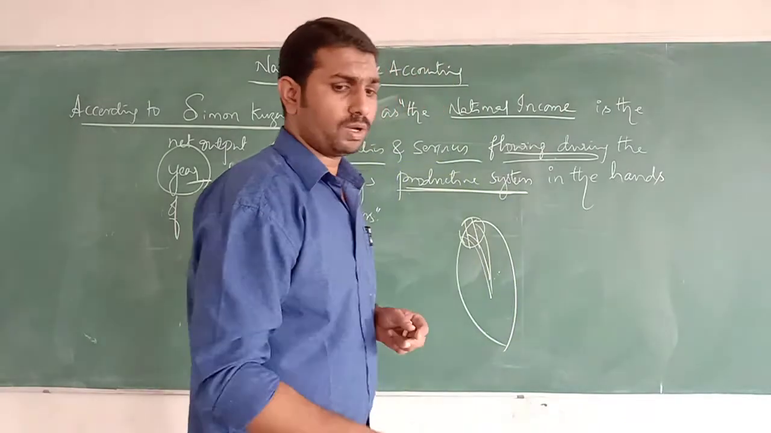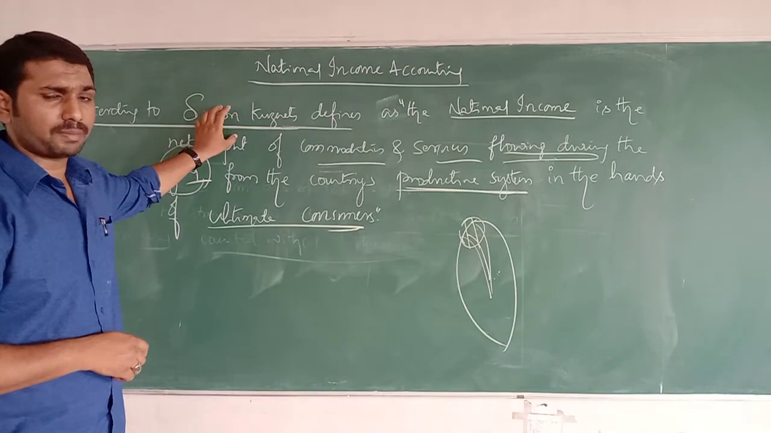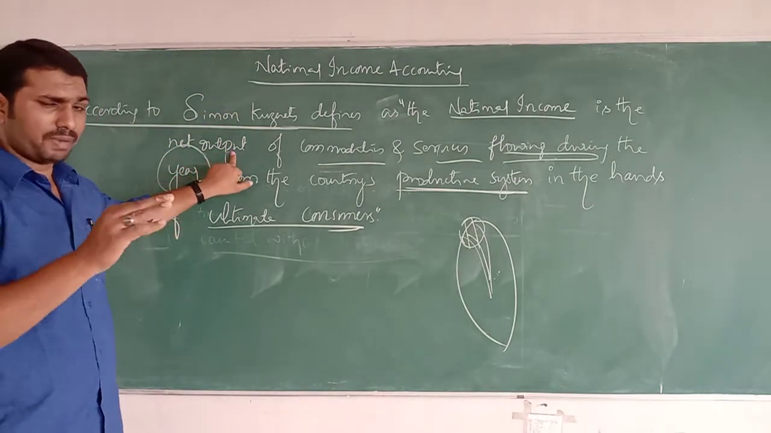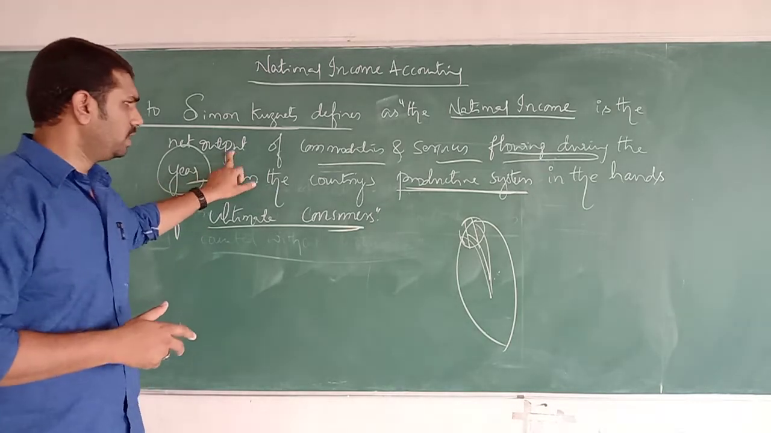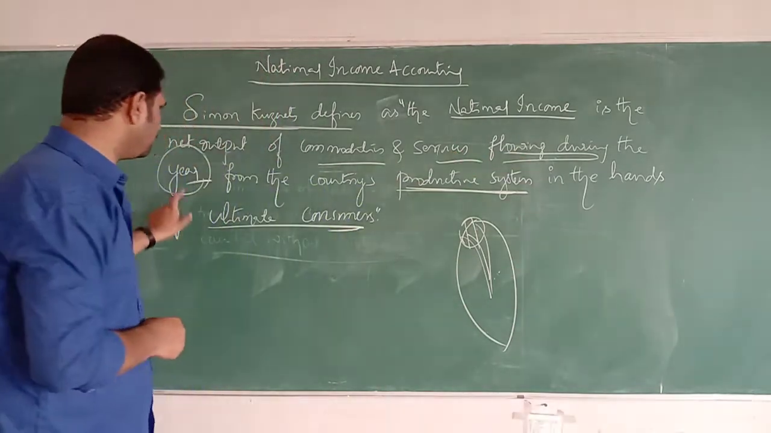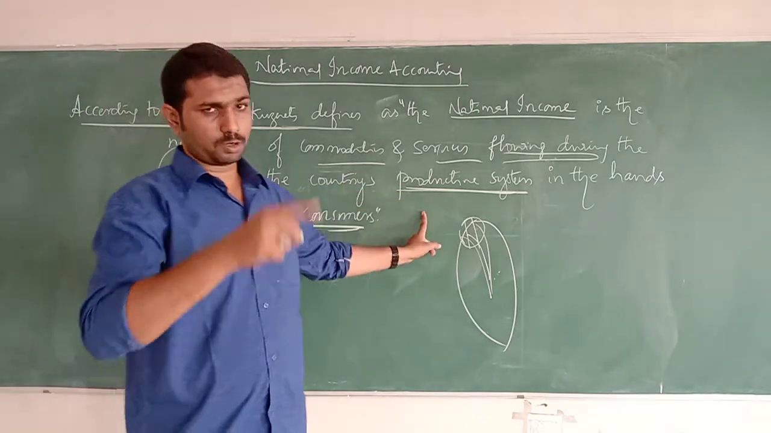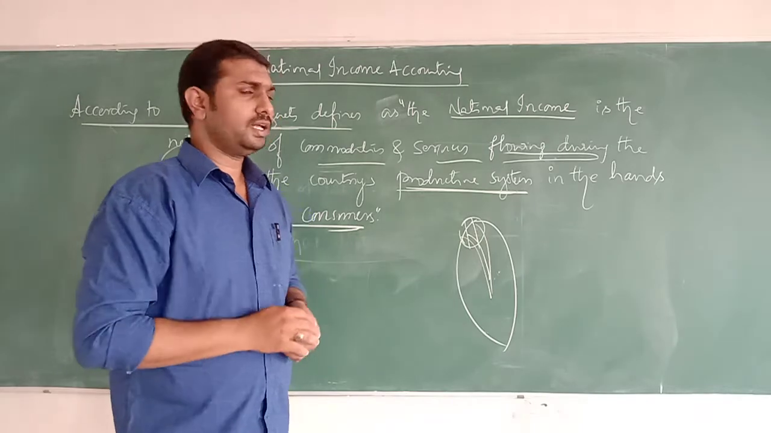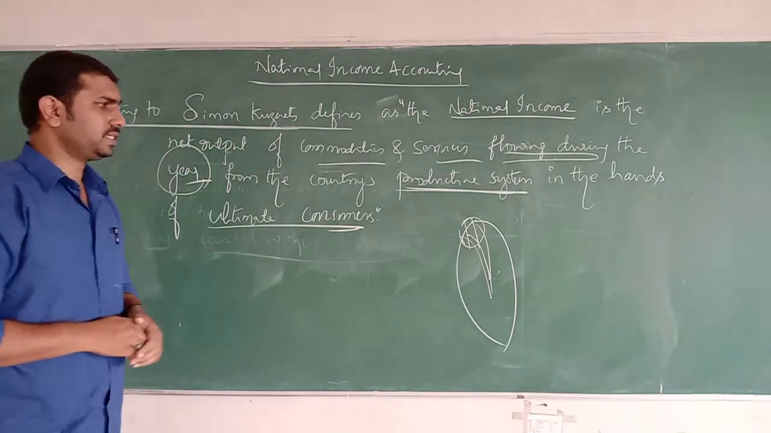But before that, have a glance at the topic of national income accounting. According to Simon Kuznets, national income is a net output by deducting almost all the expenses. It is the output in the market of the commodities and services flowing during a particular period from the country's productive system, not from some other country, considering only the output by the producers of the country in the hands of consumers.